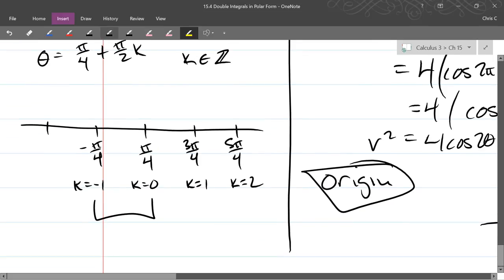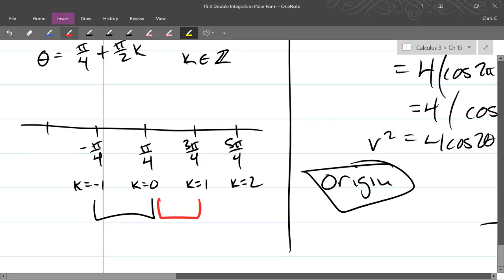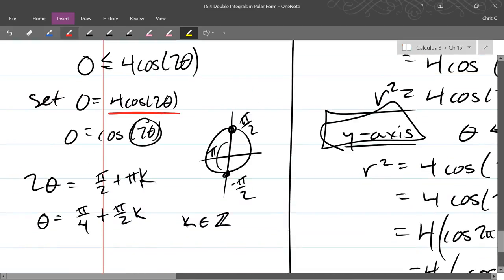So I know the right answer is those two. So let's try the wrong one. So let's try to go from pi over 4 to 3 pi over 4. How do I figure out if we're positive or negative in between? Plug in values. So what's a good number between pi over 4 and 3 pi over 4? 2 pi over 4, or pi over 2. And I'm going to plug it into 4 cos 2 theta and figure out, are we positive or are we negative?